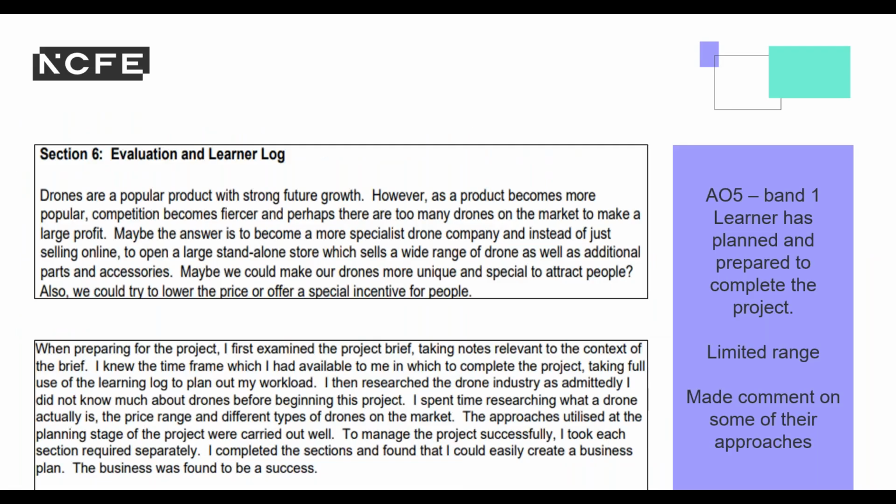And the final part of that project is looking at assessment objective 5. And again, this has been graded as a band 1. The learner has planned and prepared to complete the project, and that's evident from that evaluation. The learner has used a limited range of project stages, timeframes and resources, and they haven't detailed them in the evaluation. They've made comment on some of their approaches, but it's very brief.